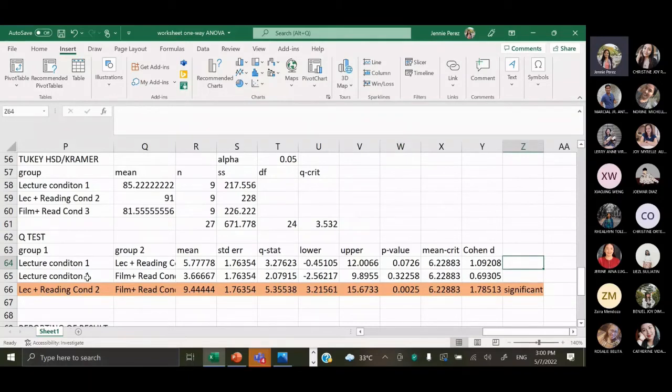Now, condition 1 against condition 3, that is the film plus reading condition, the p-value is 0.32. Still, this pairwise combination is not significant. Look at the Q-stat, it is 2.07 against 3.53. So it is lower than the critical value. And then the p-value is higher than 0.05. So it is not significant. So, let's put here not significant.